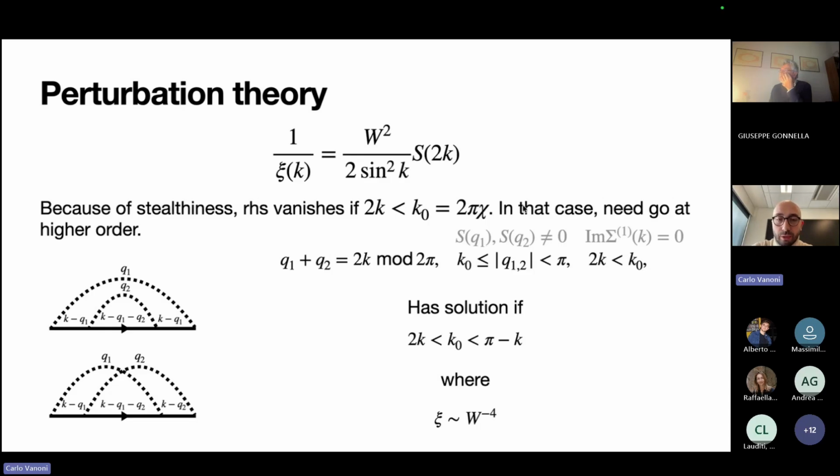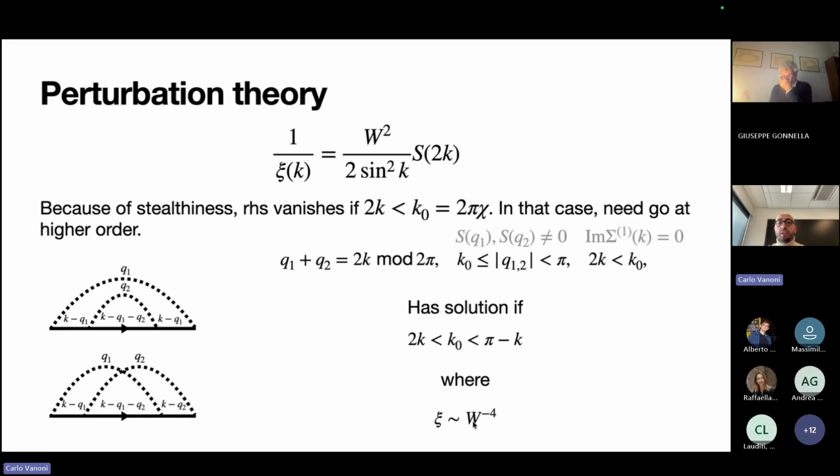So you can go at the next order. I don't go into the details here, but you get a different condition for having backscattering at the second order in perturbation theory. And if you find a solution to this, if you find a non-zero contribution to these diagrams, then it would mean that the localization length now scales with W to the -4.